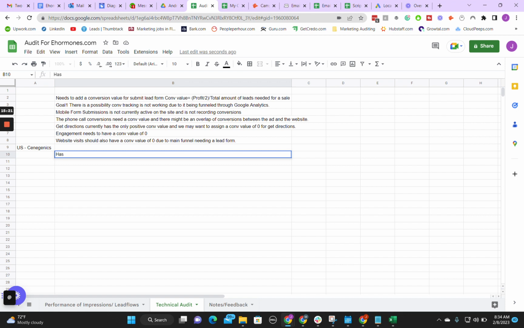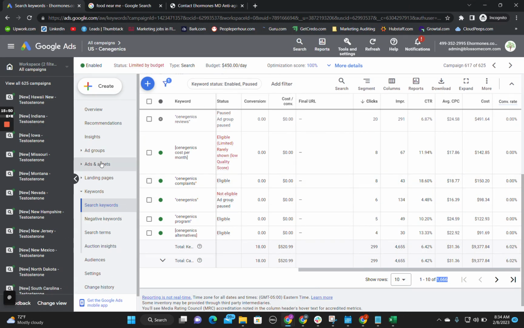Has 1,666 keywords. The budget is not properly cycling through. Would not recommend more than 20 keywords per campaign. All right. Come back here. Do this again.